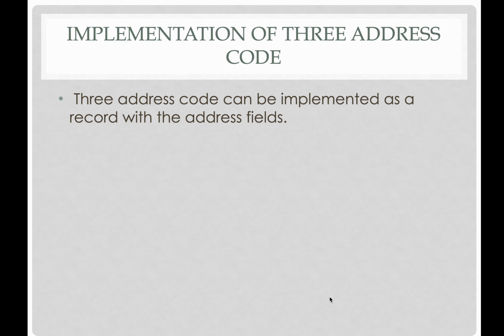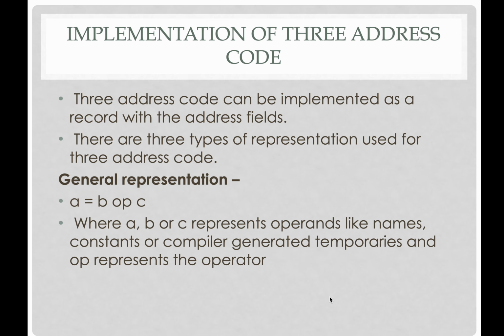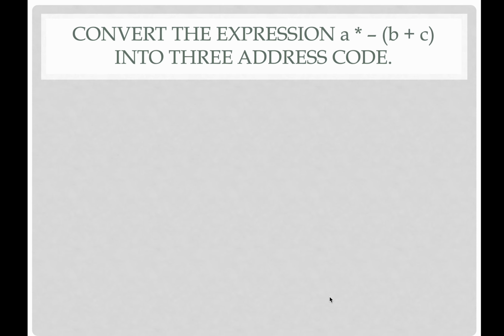Three address code can be implemented as a record with the address fields. There are three types of representations used for three address code. General representation of three address code, where a, b, c represent the operands like names, constants, or compiler generated temporaries, and op is the operator. Converting the expression a * -(b + c) into three address code.